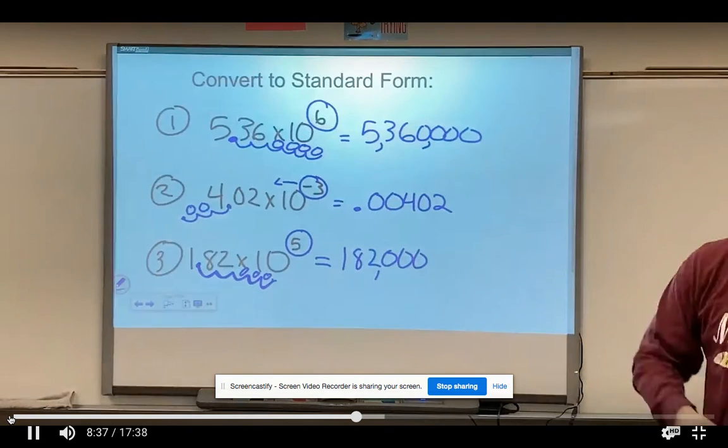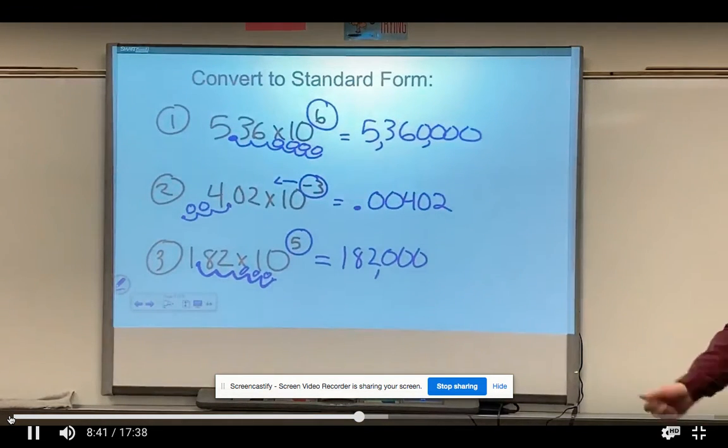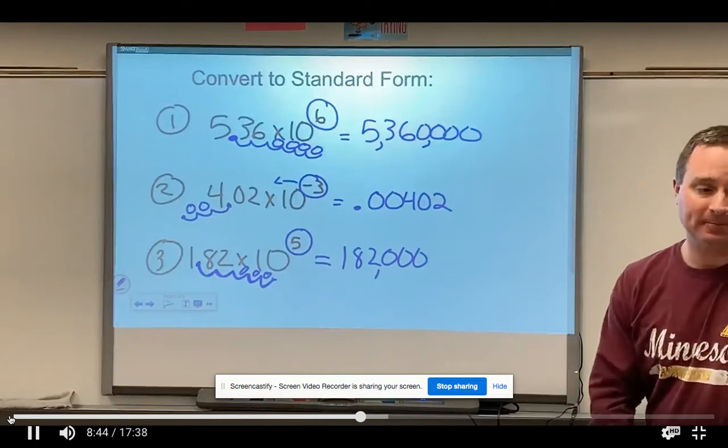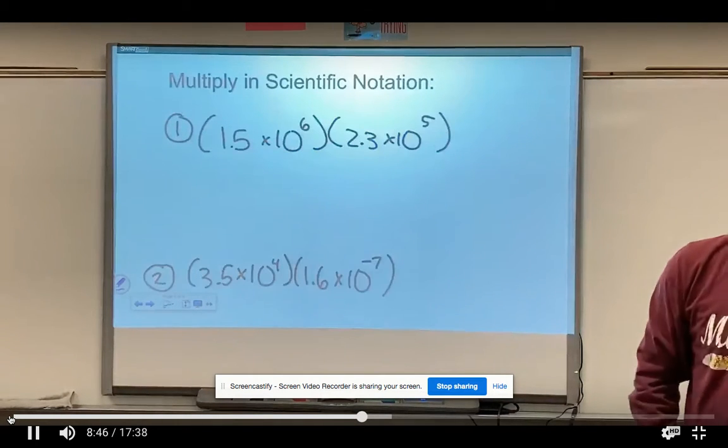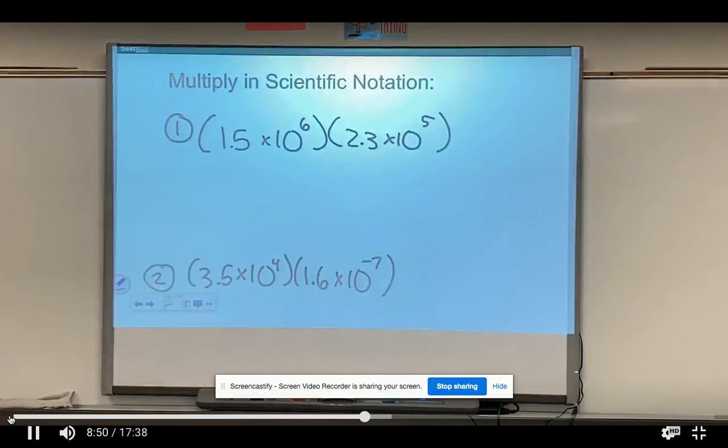Okay, so again, going back and forth from standard form to scientific notation to standard form, hopefully it's not too terribly bad. Okay, the third thing, as I mentioned earlier, we're going to do a little bit of multiplying here in scientific notation. Okay, calculator might be helpful a little bit here.